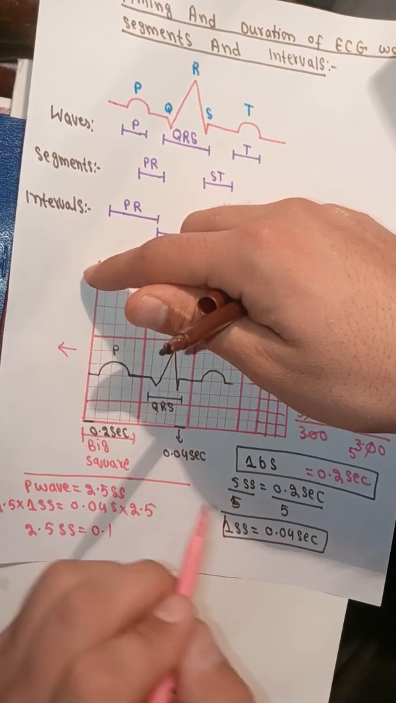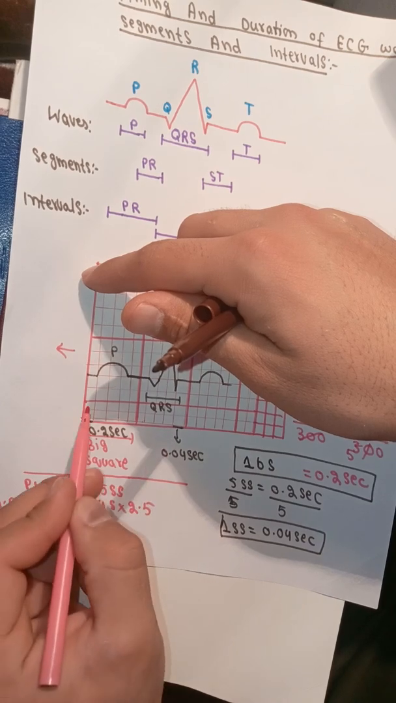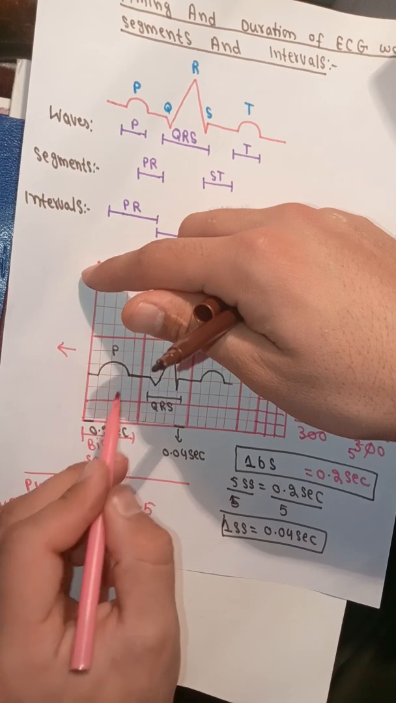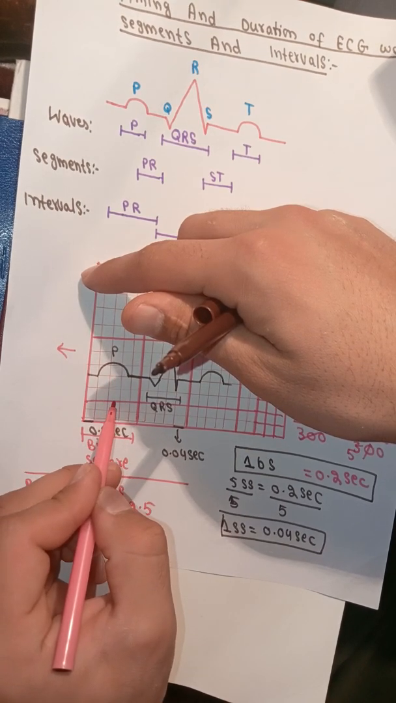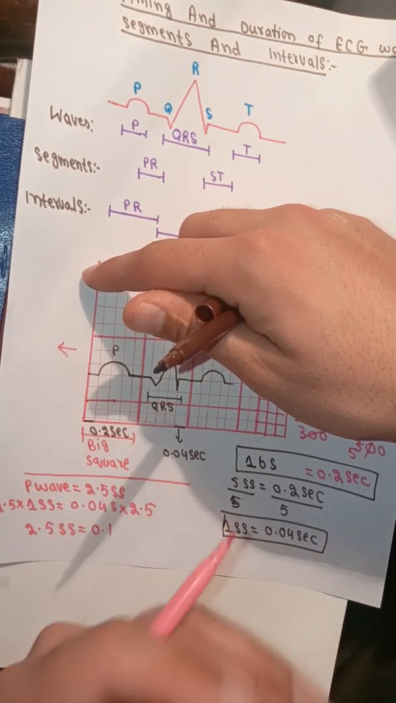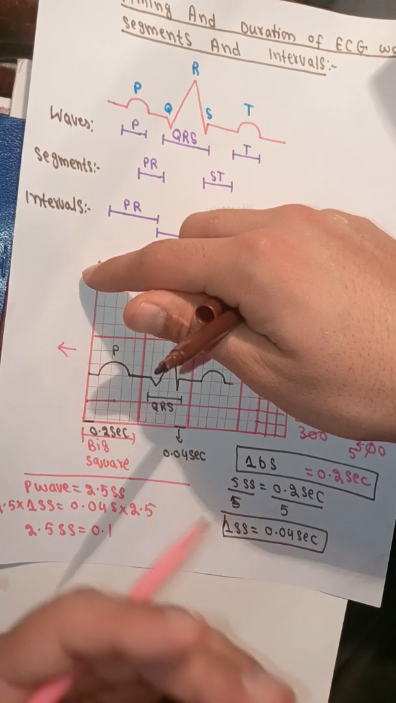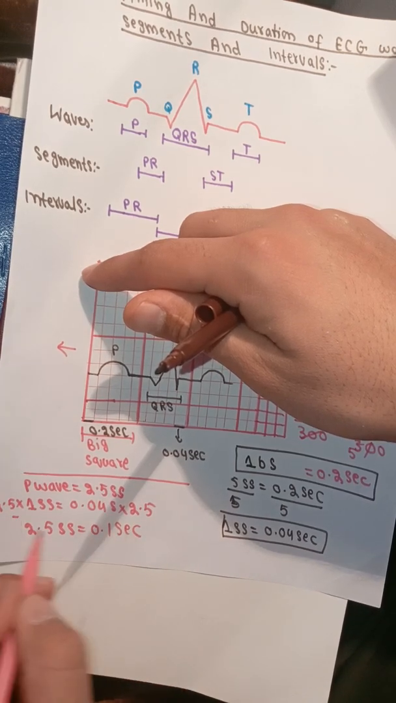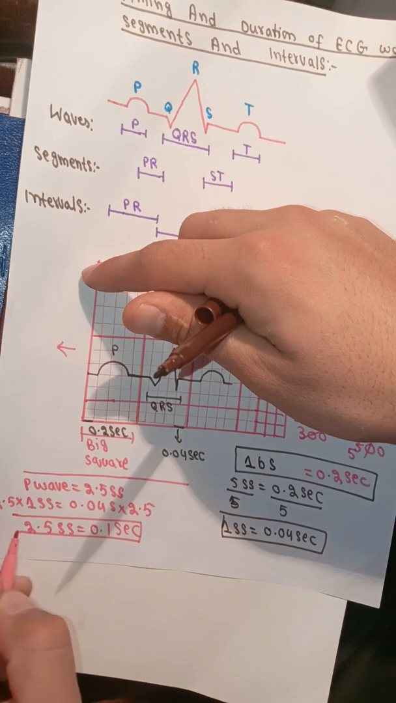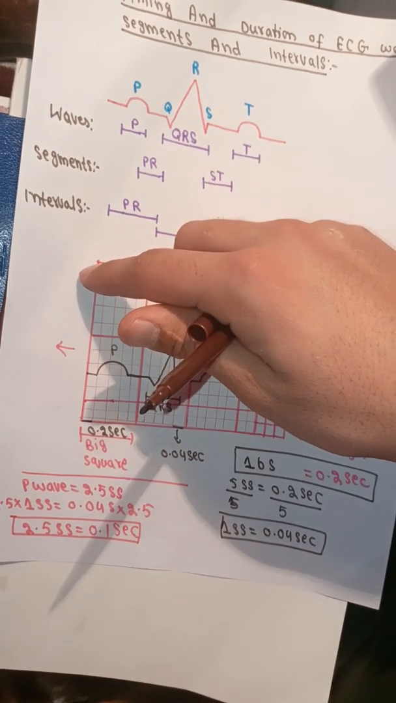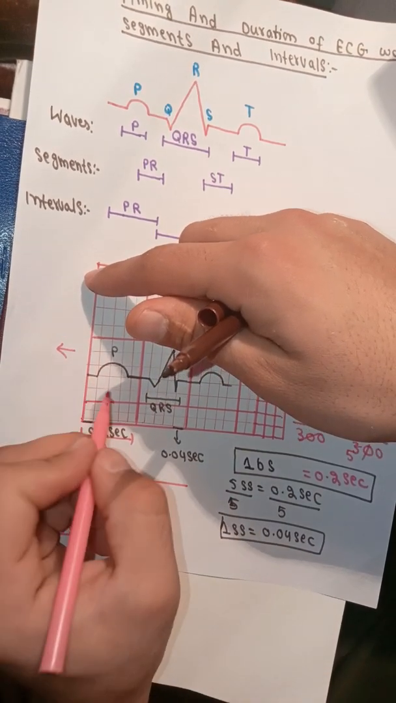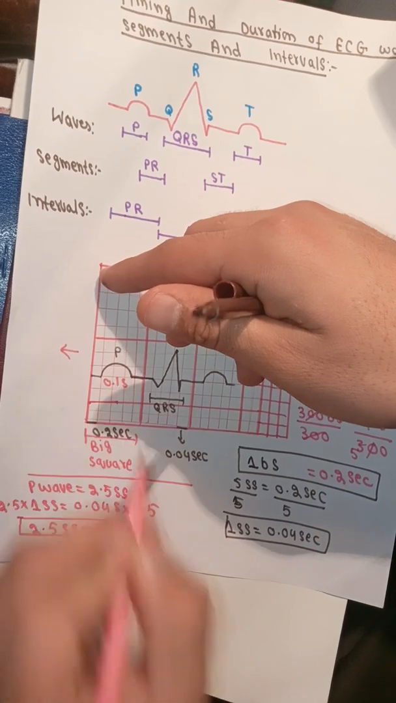If I try to find it directly, as one big square is equal to 5 small squares and one big square is equal to 0.2 second, then if one big square is divided by 2, it makes 2.5 small squares, and we divide 0.2 second by 2, which gives 0.1 second. This is the time for 2.5 small squares in the case of the P wave. So the P wave takes 0.1 second.